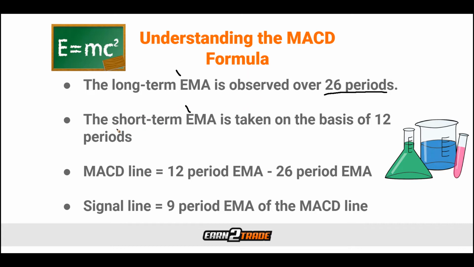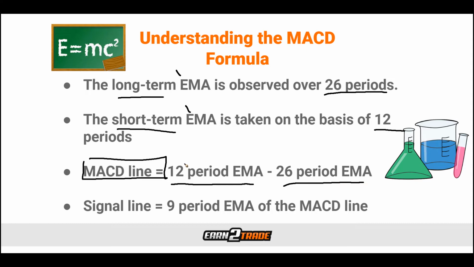Then there is a short-term EMA. The first one was the long-term at 26 periods. The short-term is taken on 12 periods. So we have a 26-period and a 12-period EMA. Then we have the MACD line. The MACD line is going to be the 12-period minus the 26-period to generate the MACD line.